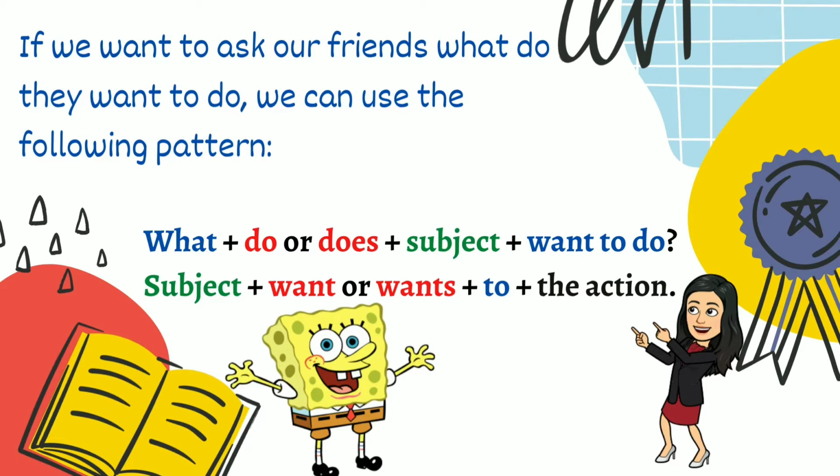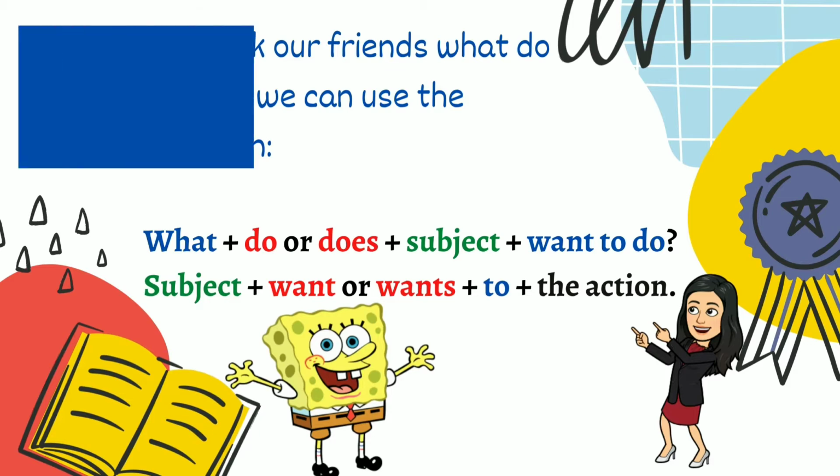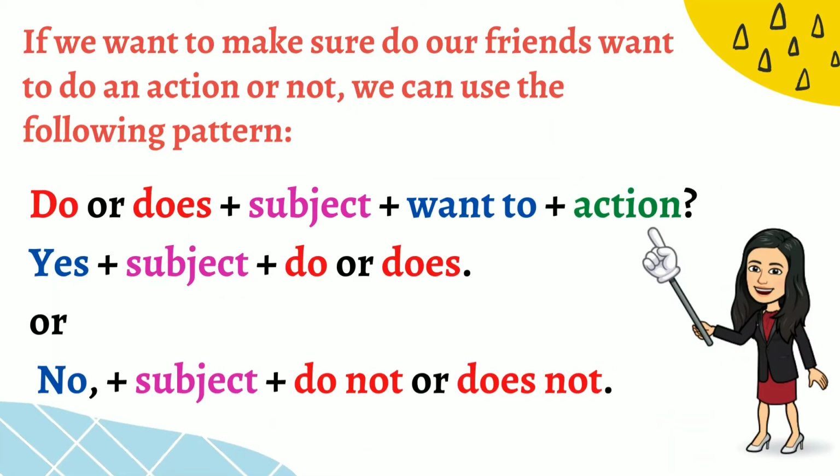If we want to ask our friends what they want to do, we can use the following pattern. We can use what plus do or does plus the subject plus want to do. If you want to answer the question, we can use subject plus want or wants plus to plus the action. Remember, we are going to discuss related to the animals.